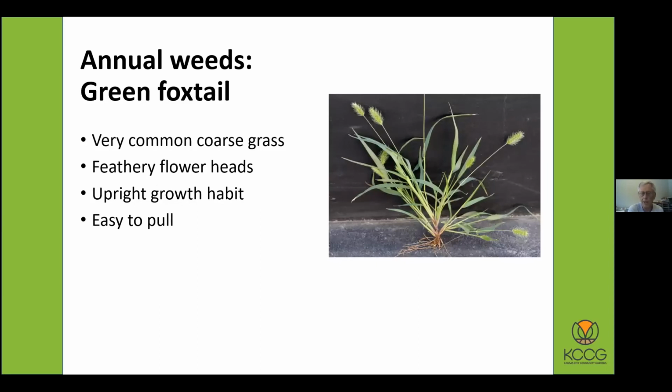Green foxtail, another common annual, a little bit taller. It's kind of a coarse grass, very, very common in lawns and just empty spaces. It's got the feathery flower heads, the foxtails, they call them. Easy to pull, especially when they're not too big, but easy to deal with. It does not have an underground system that spreads like other grasses.